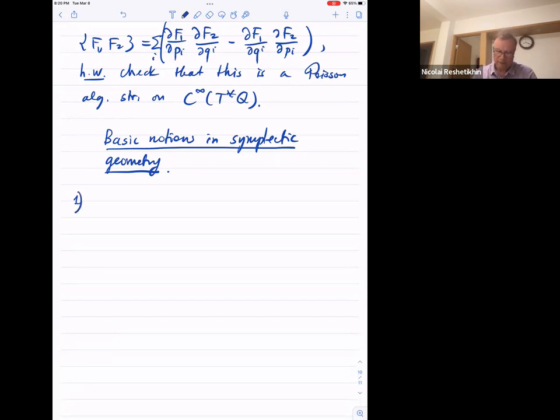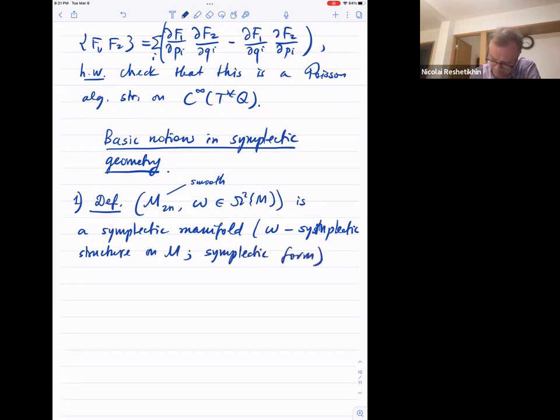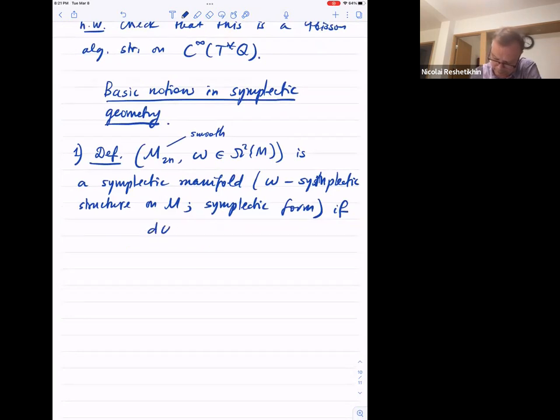Okay. First, the definition. Let M be a smooth 2n-dimensional manifold, even dimensional. Omega is a 2-form on M with real coefficients. So this pair is called a symplectic manifold. Omega is a symplectic structure on M, or it's also called a symplectic form, if omega is closed and if it is non-degenerate.